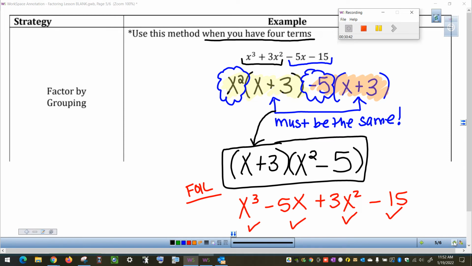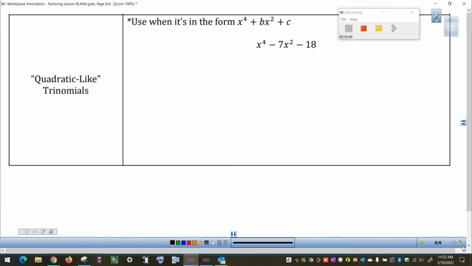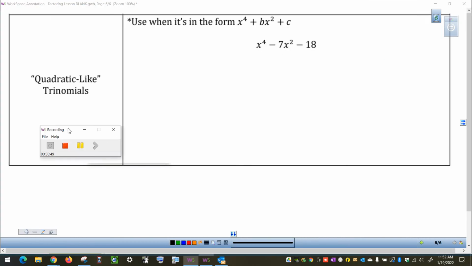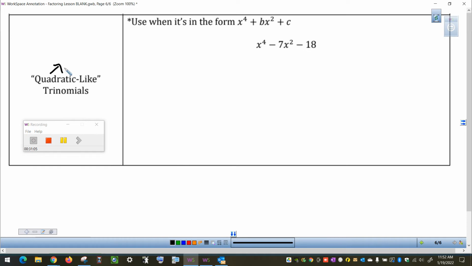Okay, we're almost done. We just have one last method we're going to finish up with. This one is actually not terribly difficult because it's really similar to one of the other methods that we did on the other page. So this is what I call a quadratic-like trinomial. Quadratic, remember, has to have a degree of 2. So a quadratic trinomial is the more basic one that looks like this: x squared plus bx plus c. It's very easy to factor those.